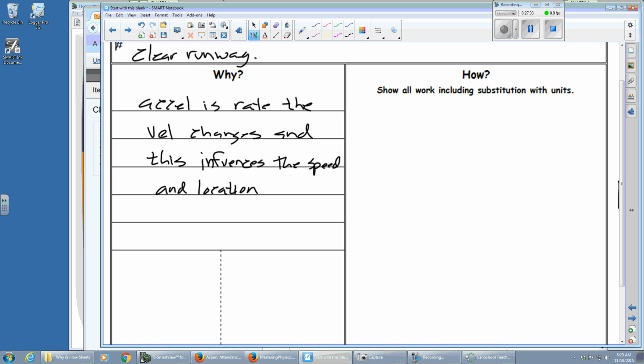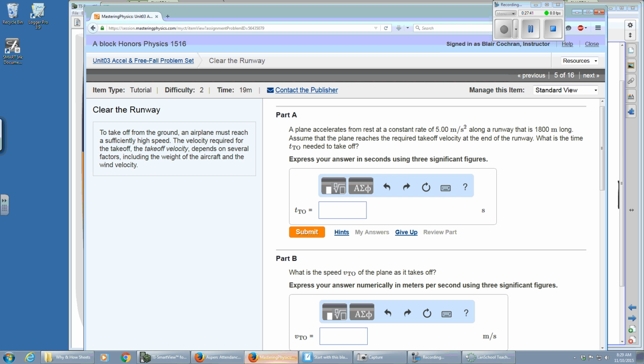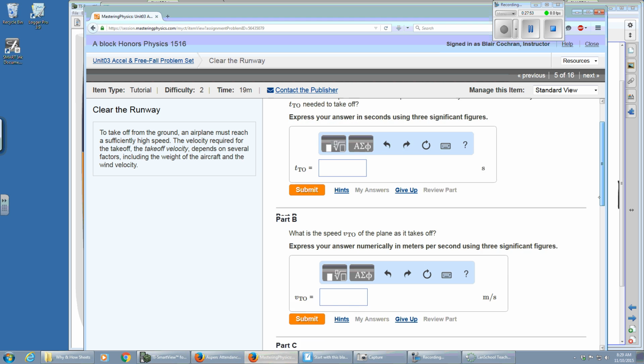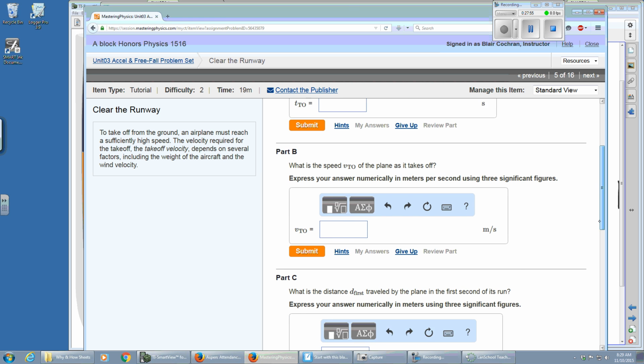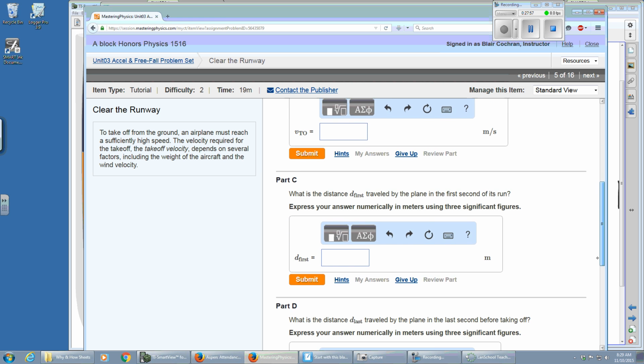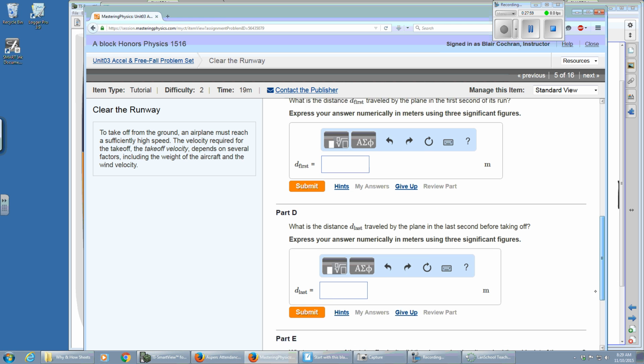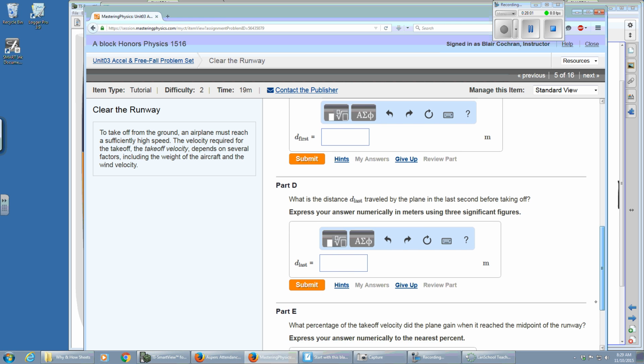So, you're trying to show you understand that all of those are connected to each other. Looking at the problem, you might also think about, okay, A is kind of general about the whole thing. B is about the end. C is about the beginning. D is about the end.